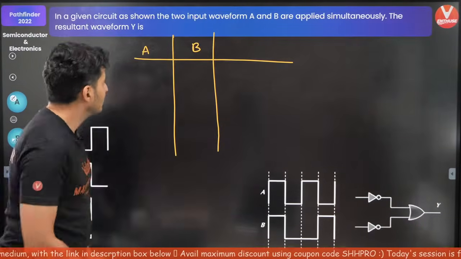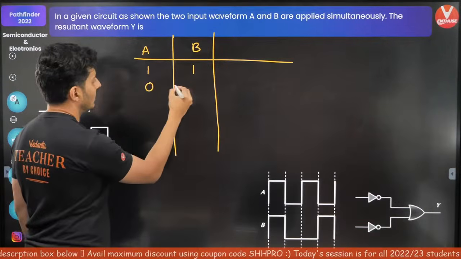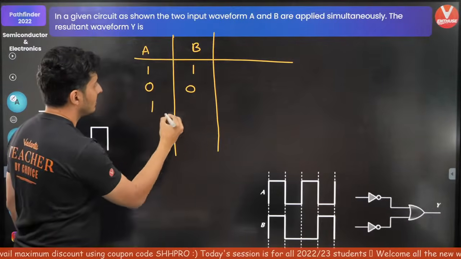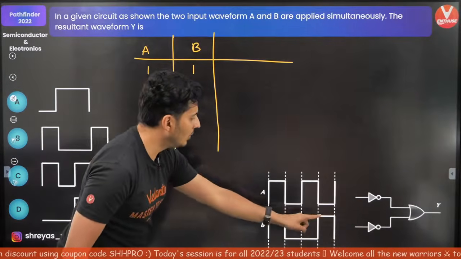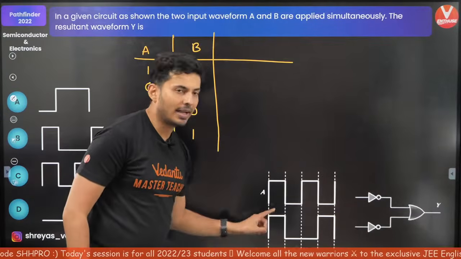A is 1, B is 1. A is 0, B is 0. A is 1, B is 0. Lastly, A is 0, B is 1. These are the inputs. That's what I get from this diagram.